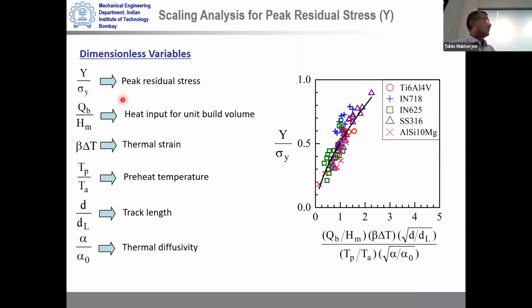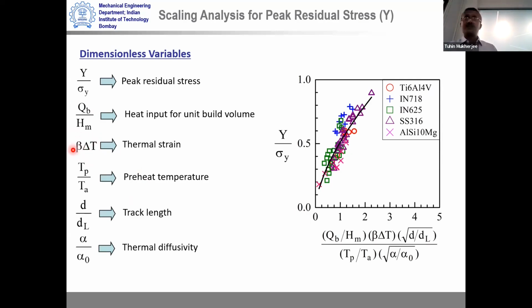Try to express all important variables in a dimensionless manner. The peak residual stress coming with every layer, we non-dimensionalize by dividing it by the room temperature yield stress of the material. Heat input per unit build volume: the larger the amount of heat, the more melting, and the more stress because of contraction. So we non-dimensionalize it by dividing with the corresponding enthalpy. The larger this ratio, the more heat is evolved, the more melting is happening, and the more residual stress will come.